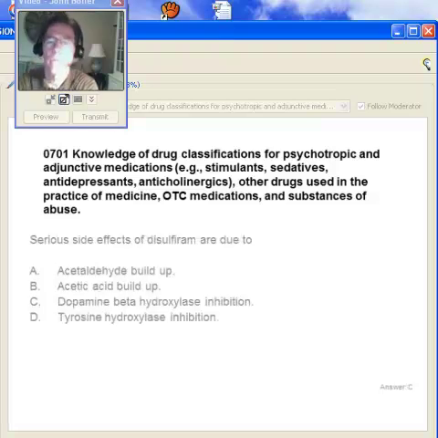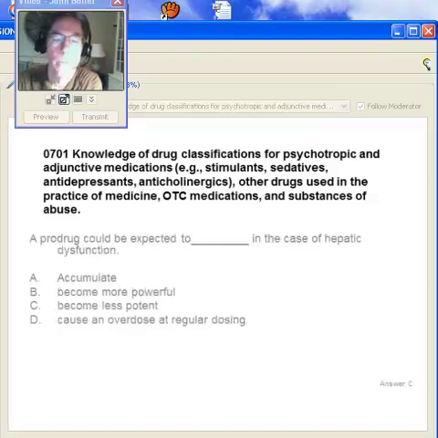Knowledge of drug classifications for psychotropic, still part of this recognition. Other drugs used for the practice of medicine over the counter. Serious side effects. So we've already asked that question about disulfiram. A prodrug. Are there any prodrugs that we're currently using? Anybody know? That's a good question. There is one. Very good, Tony. By names. Everybody know what a prodrug is? Yes, everybody knows what one is, requires metabolism, right?